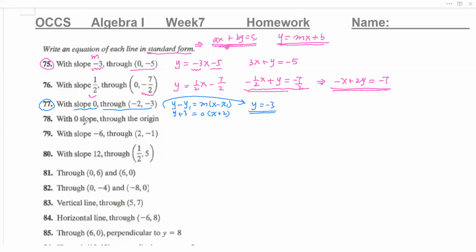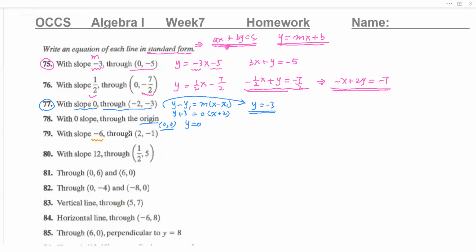So the slope is 0 and it passes through the origin. What's the origin? The origin is 0, 0, right? So y equals 0. That's what we got. All right. The origin is 0, 0. Let's see 79.